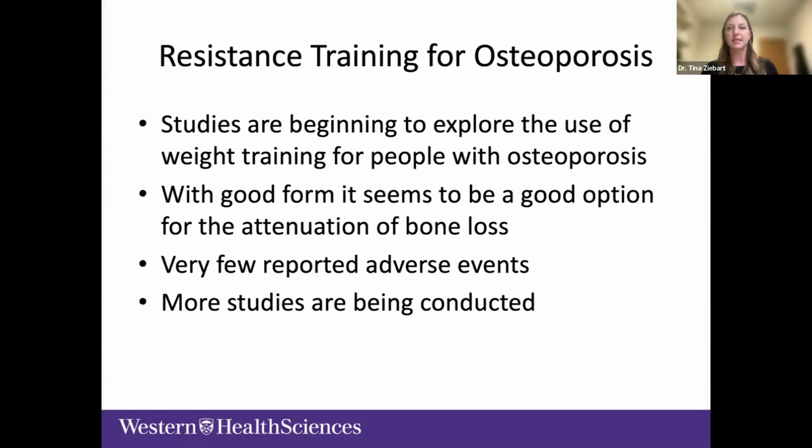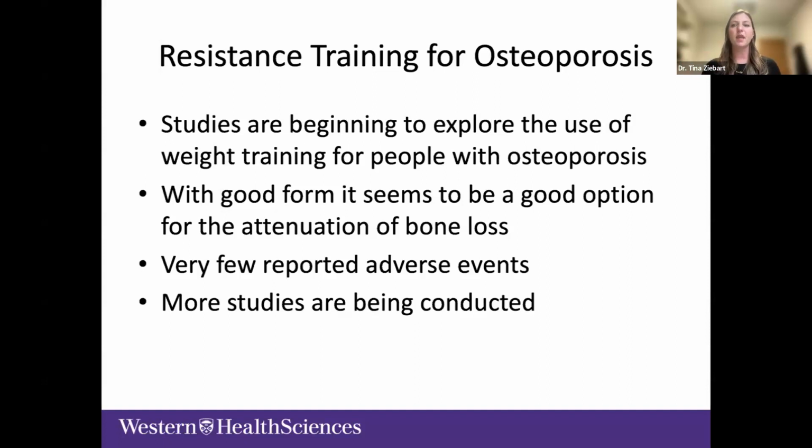So still, exercise isn't showing to increase bone mineral density, but we can try to keep bone mineral density the same. In the studies that have started to explore resistance training for people with osteoporosis, there have been very few reported adverse events. The studies have ranged from more home functional type exercises, like sit to stands and calf raises, to something a little more intense, like using barbells, for example.